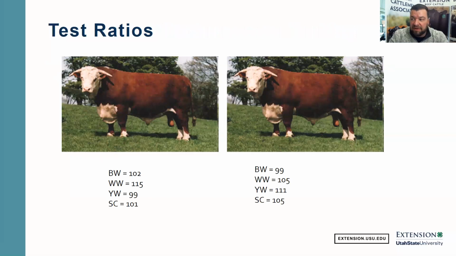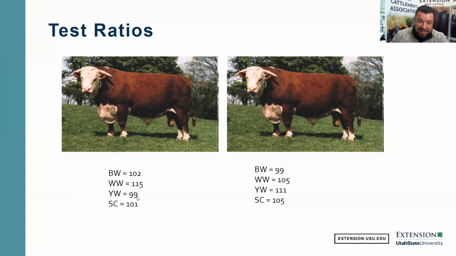Now, in terms of test ratios, anything above 100 is above average when compared to everyone on that test. Everything below 100 would mean that they're below average for that trait with everyone on the test. So, for example, this bull here is above average of the other bulls tested on the performance test of that development program for birth weight, yearling weight, weaning weight, but is below average for yearling weight, but still above average for scrotal circumference. Now, our bull over here is below average for birth weight, but above average for weaning weight, yearling weight, and scrotal circumference.